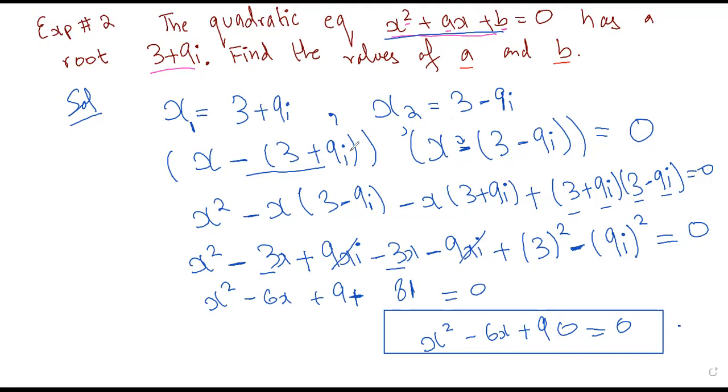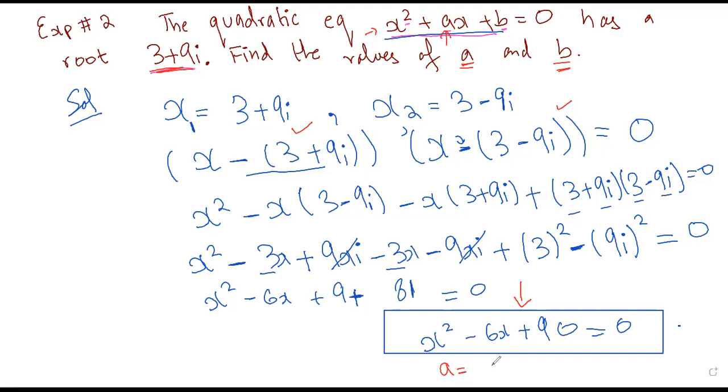So basically, what was the question? The question was to find the values of A and B, given that it's a quadratic equation and this was a root. So from the roots, we got our factors, we multiplied those factors, and finally we got this equation. We have to compare this equation in the box with the equation in the question to find out the values of A and B. A is the coefficient of x. So what would be the value of A?